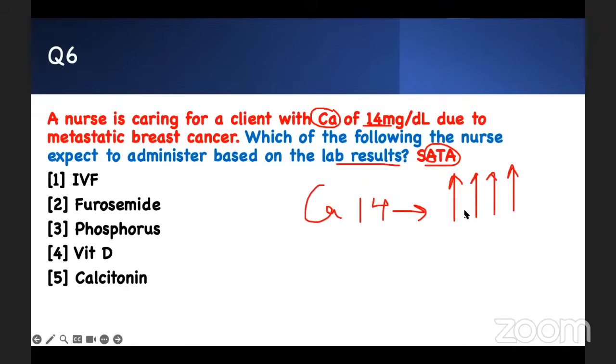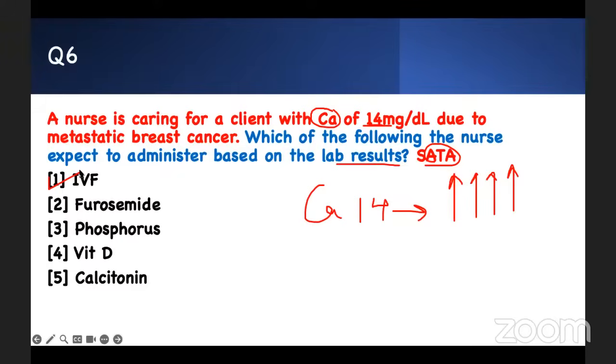If you have to bring it down, whenever something is too high, if you give fluid, it's going to bring it down. So this is a no brainer, right? Flush the calcium out. So when you give them a fluid, you got to flush it out. What medication helps you flush things out? I give you a bunch of fluid, but I got to flush it out now. What medication do you think you can use to flush the calcium out?